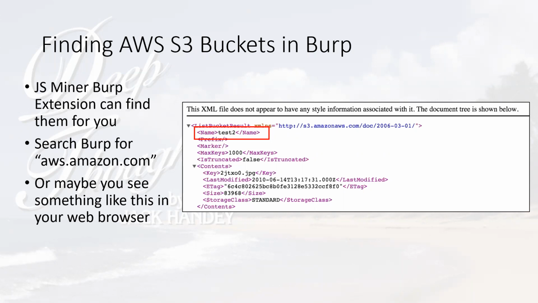Other things you can do to look for S3 buckets is just search your Burp history for aws.amazon.com, see if there's anything there. Or if you're testing something and you don't see either of those clues, maybe you see the app calls out to this URL and you start navigating up to the root of that URL and you see a request that looks similar to that. Well, that's a hint that you've got an S3 bucket in play. And I've highlighted there the name of the S3 bucket in this particular example is test2.